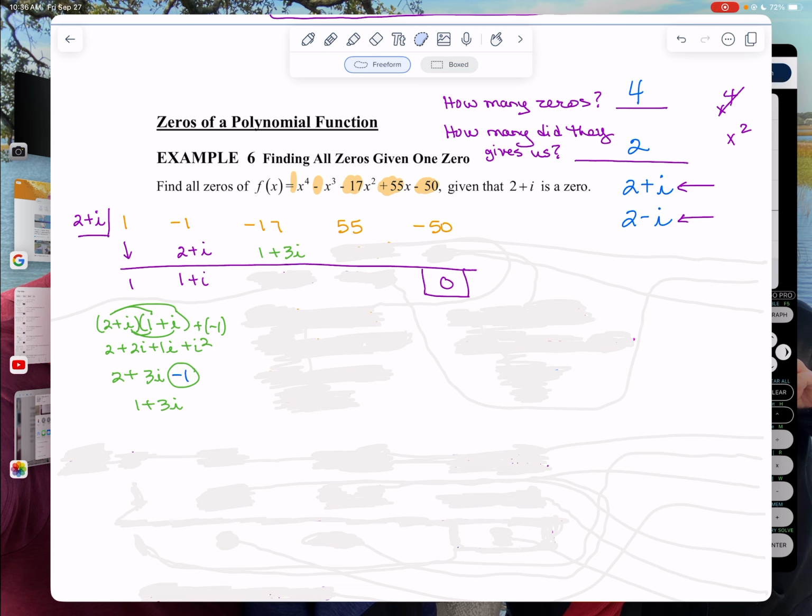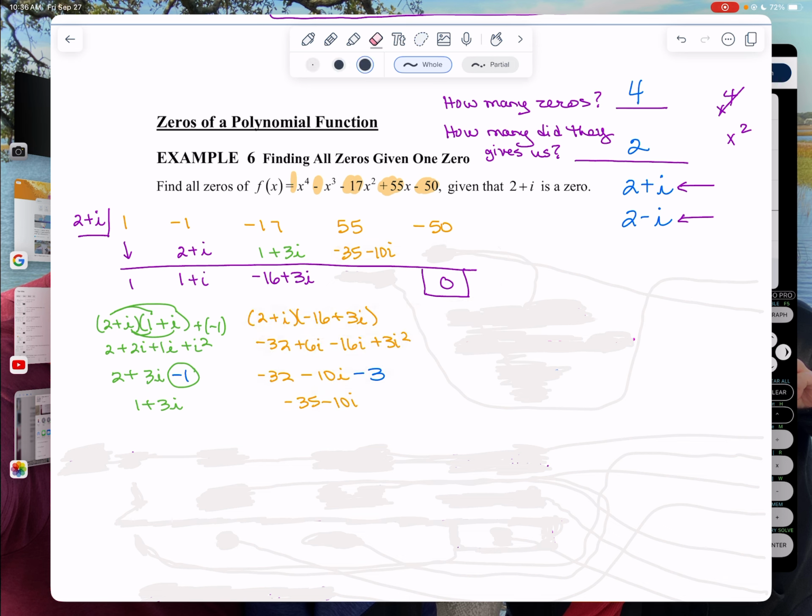Now, again, I can't do anything with my i's, but I can say -17 plus 1 is going to give me -16. So I got -16 plus 3i left over. What do we get to do again? Multiply my 2 plus i times my -16 plus 3i. Y'all are going to be pros at multiplying these complex numbers by the end. Okay, so I did the exact same thing. I'm going to FOIL those two.